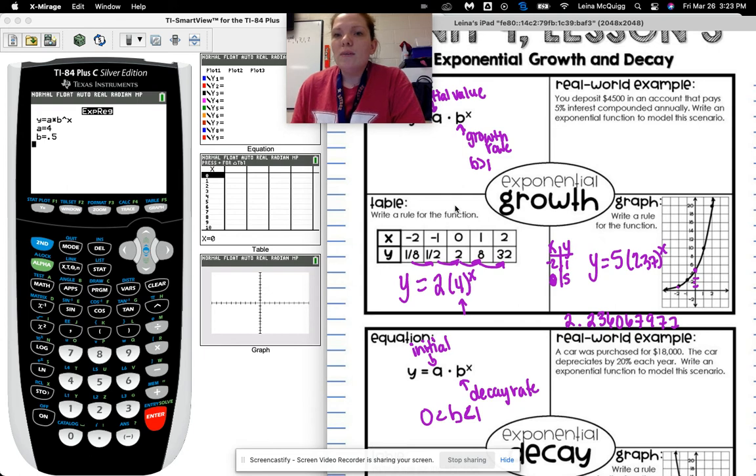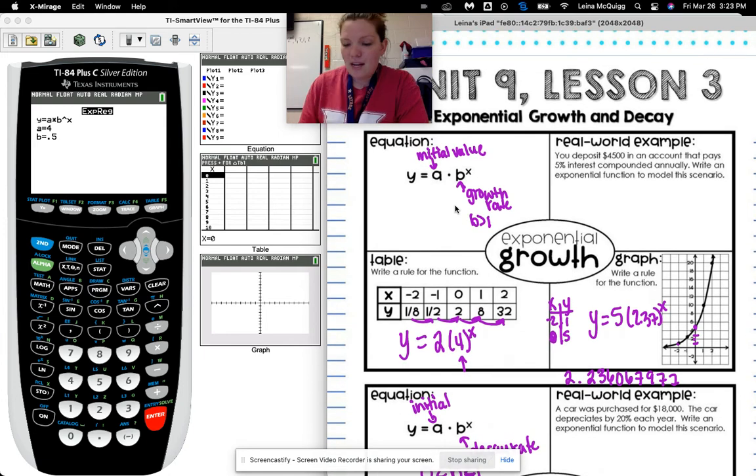All right, you deposit $4,500 in an account that pays 5% interest compounded annually. Write an exponential function to model this scenario. All right, so we said that our A value was our initial value. Our B value is our growth rate. So in this problem, we deposit $4,500 into an account. So $4,500 is my A value. That's how much money I'm starting with in my account before it starts compounding interest. Okay.